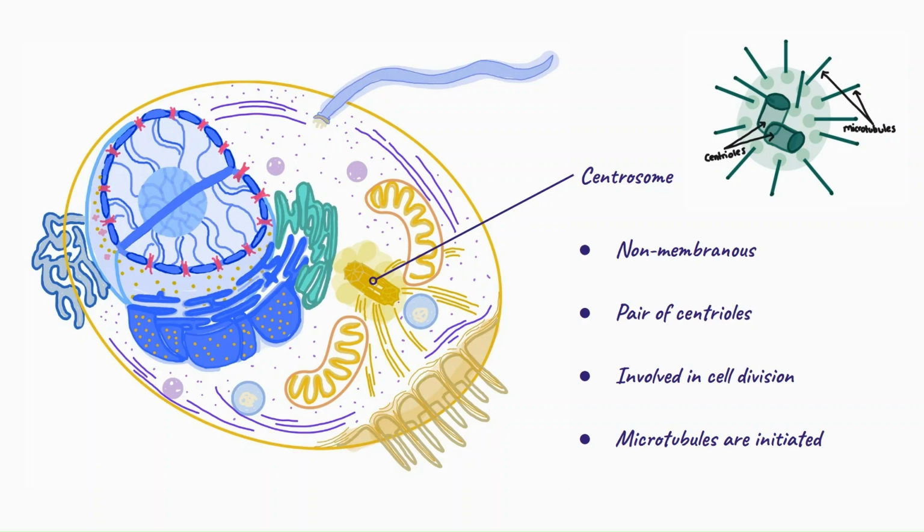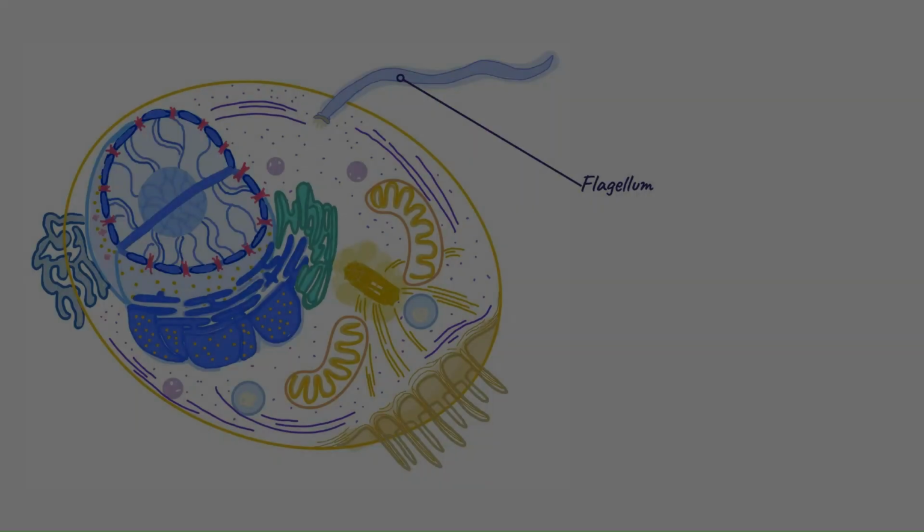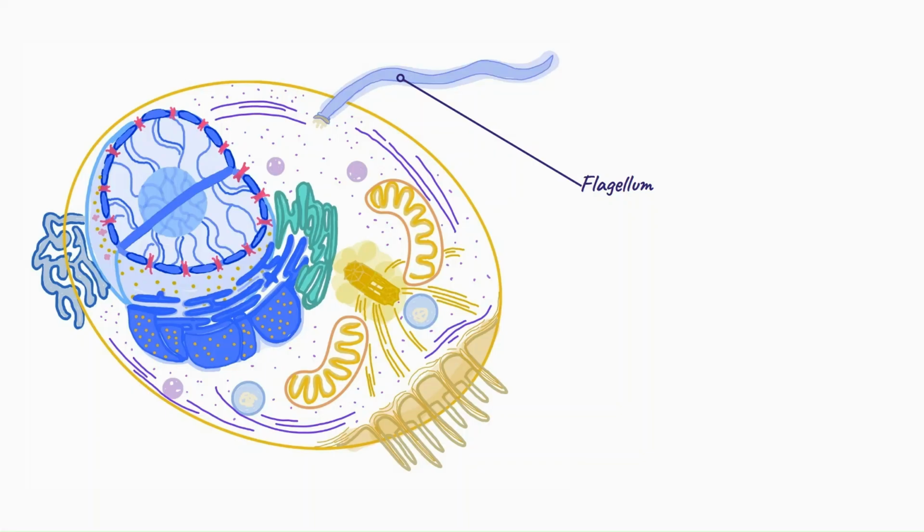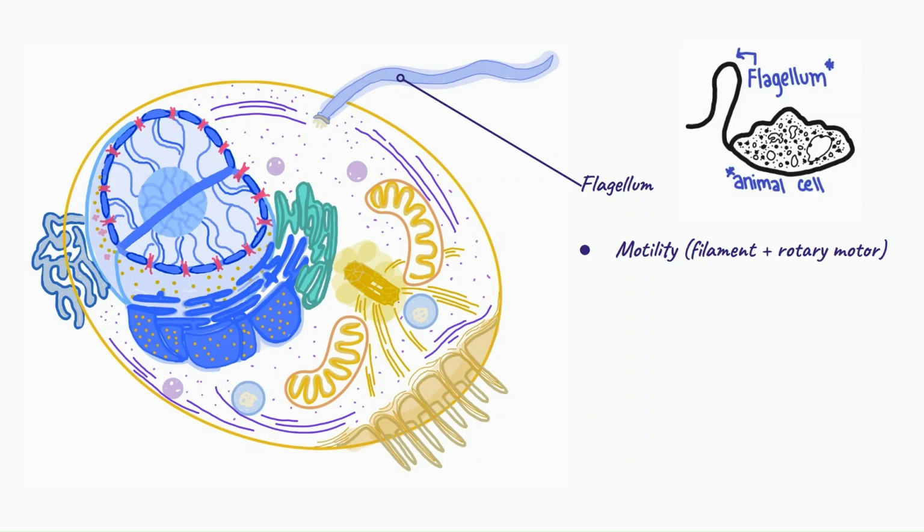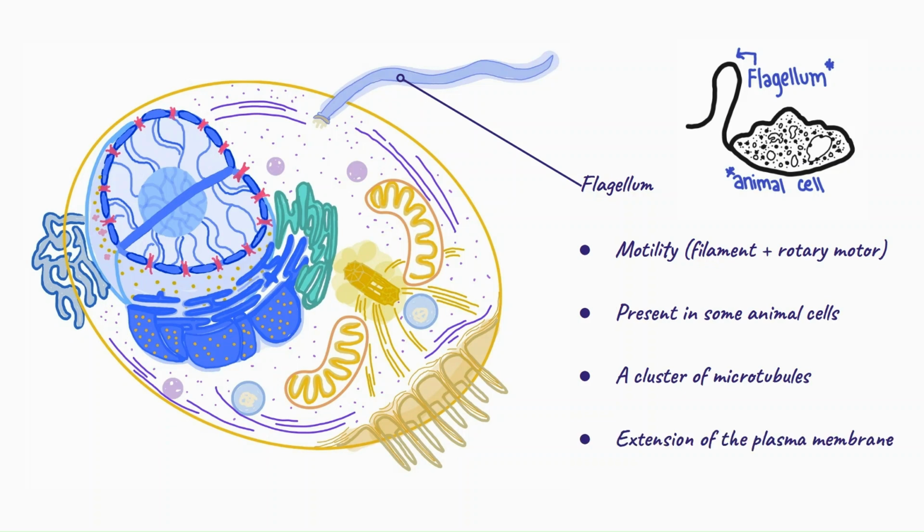Next is flagellum. Flagellum are important for motility, or helping the cell move through liquids. They act as a sort of propeller made up of filament and a rotary motor. They are present in some animal cells, but not all animal cells. They are composed of a cluster of microtubules, and they are an extension of the plasma membrane.